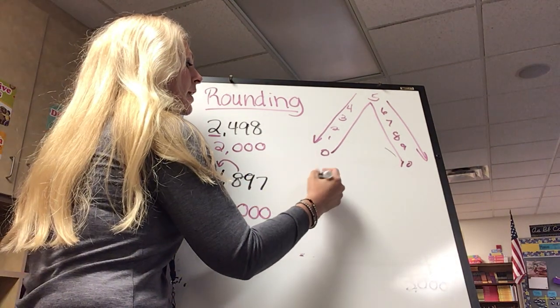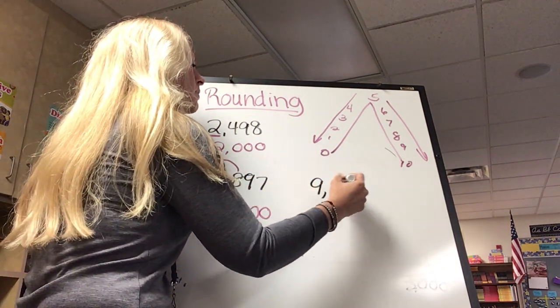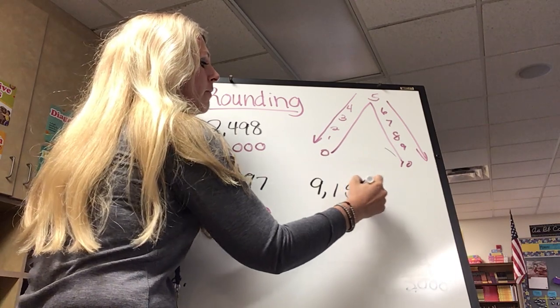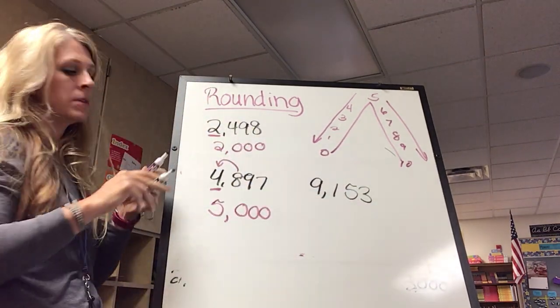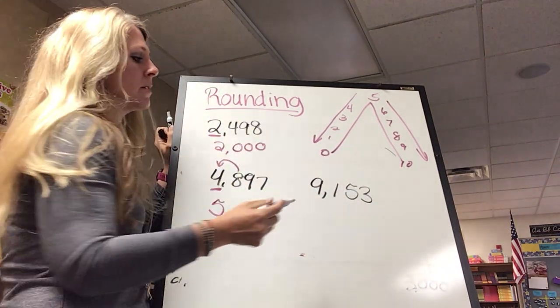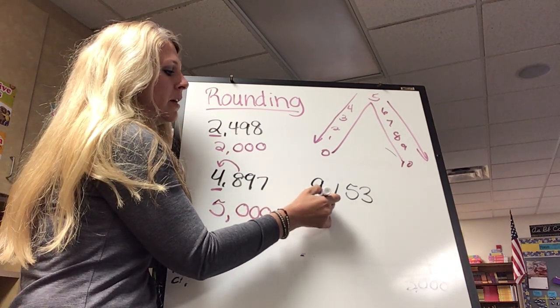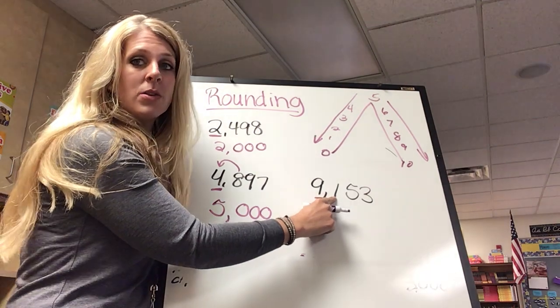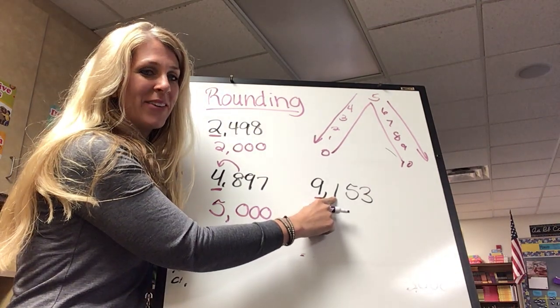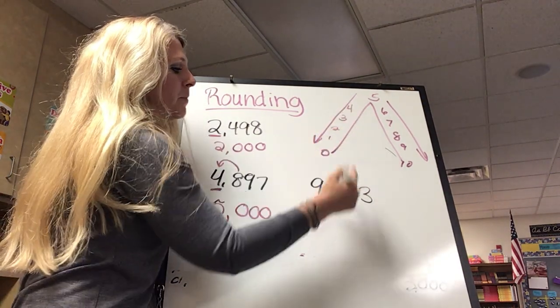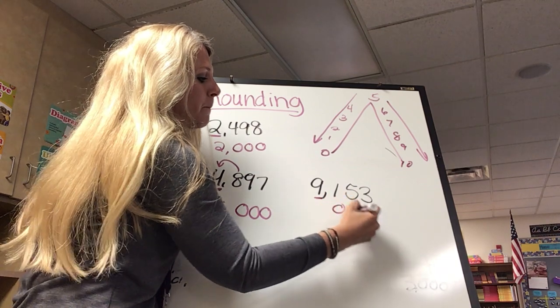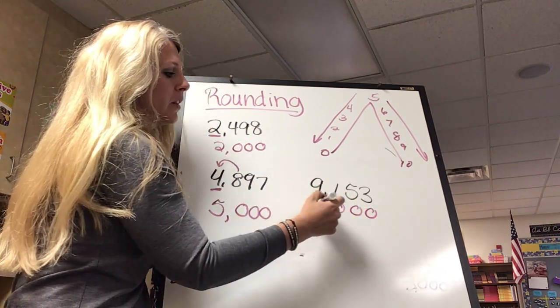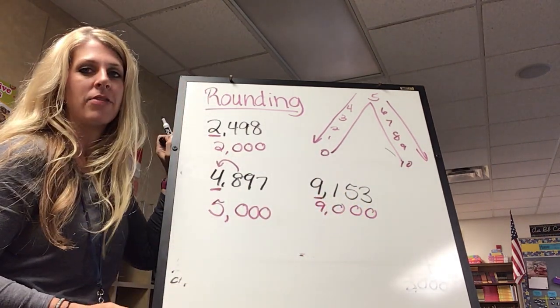Let's see it again. Let's try 9,153. Still going to round to the thousands place. So I have a 9 in the thousands place. I look to the right, I have a 1. Does the 1 round up or down? Down. So I'm going to zero it out and I'm going to leave my thousands where it was, 9,000.